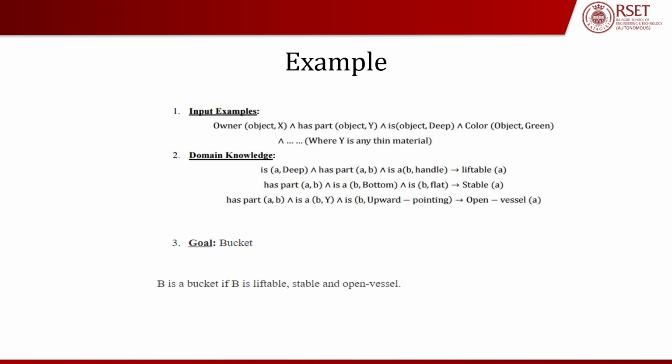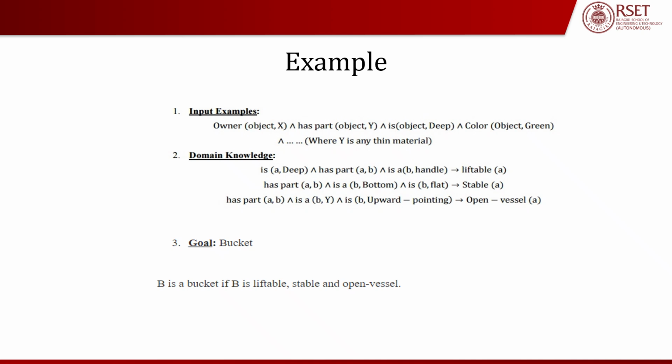First, the input examples describe the object properties. It is deep and its color is green, and Y is a thin material, any thin material. Next, the domain knowledge defines the rules. For example, an object having a handle is liftable, and having a flat bottom makes it stable. Next, an upward pointing opening makes it an open vessel. So these are the different rules which are already saved in the domain knowledge.